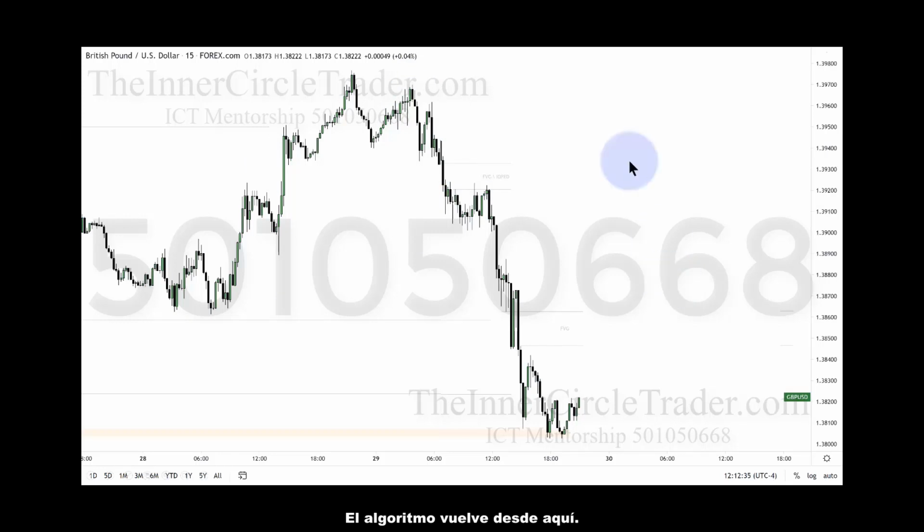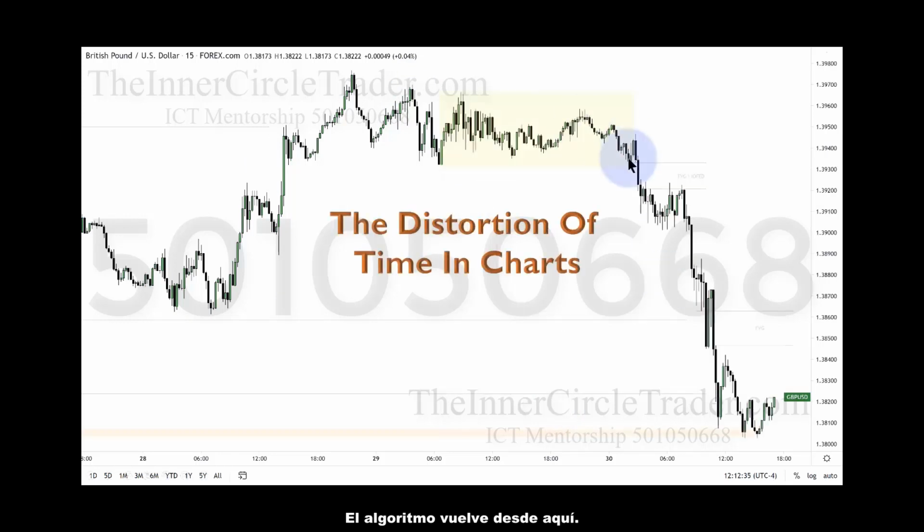The algorithm goes back from here. Once it breaks down below that low, it jumps all the way back to that candle right there, that down close candle. That's what it's doing. So if it does this jump back to that reference point, shouldn't you as a trader do the same thing? Because that's what I do. And that's why I'm precise.